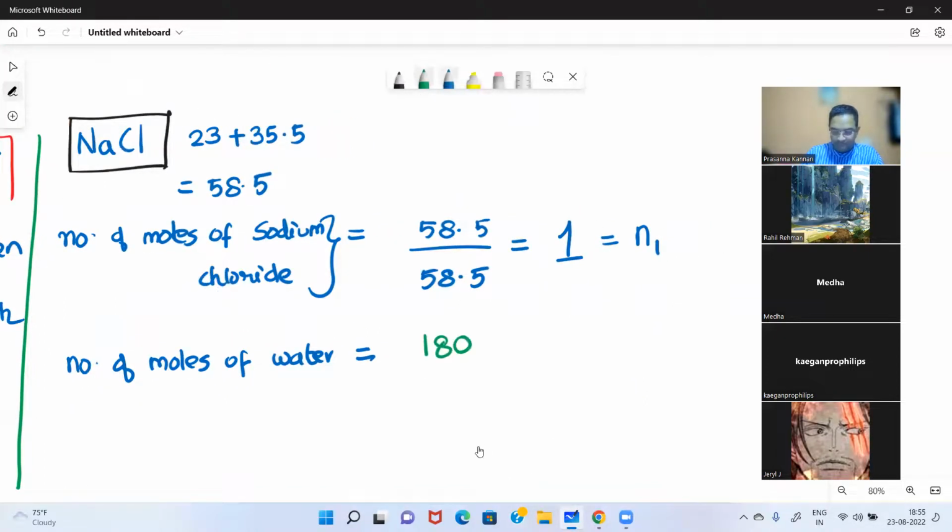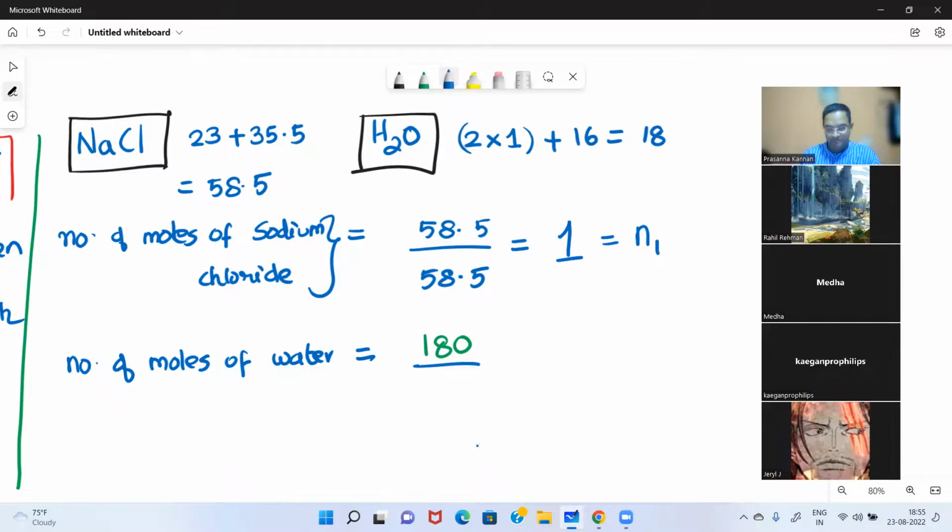180 grams divided by, what is the molecular mass of water? 18, yes. Because it has 2 hydrogen atoms, atomic mass 1, plus 1 oxygen atom, which is 16 atomic mass. So you get 18. Therefore, the molecular mass of your water is going to be 18. 180 divided by 18, what is it? 10. Therefore, the number of moles of the solvent is 10.